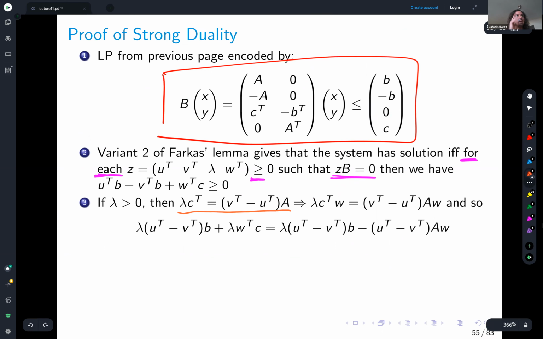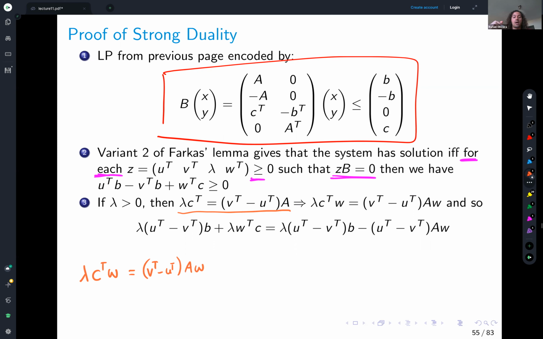Now, if lambda is bigger than 0, we have that lambda C transpose is equal to V transpose minus U transpose A, which means that when I multiply both sides by W, what do I get? I get lambda C transpose W, which is equal to V transpose minus U transpose AW.